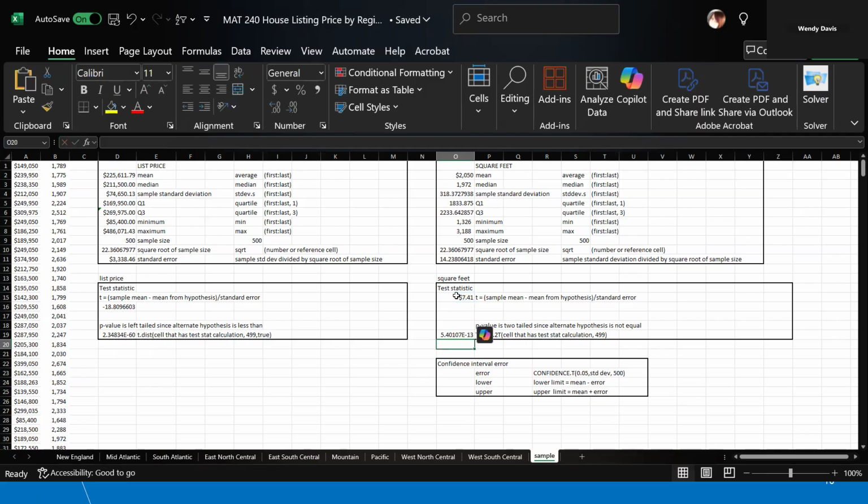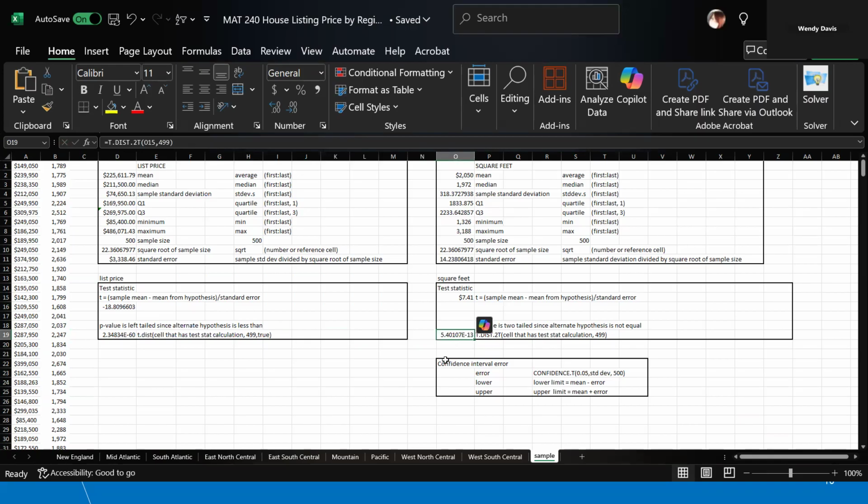Okay. Now, once again, see this E minus 13? That means move that decimal left. So we're going to have a bunch of zeros and then that 5, 4, 0, and so forth. That E minus 13 means move that left 13 times. So both of our p-values are practically 0.